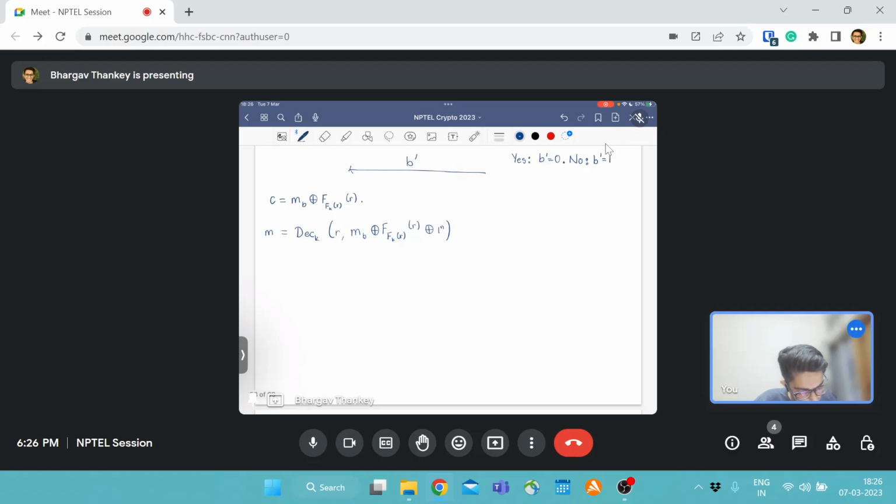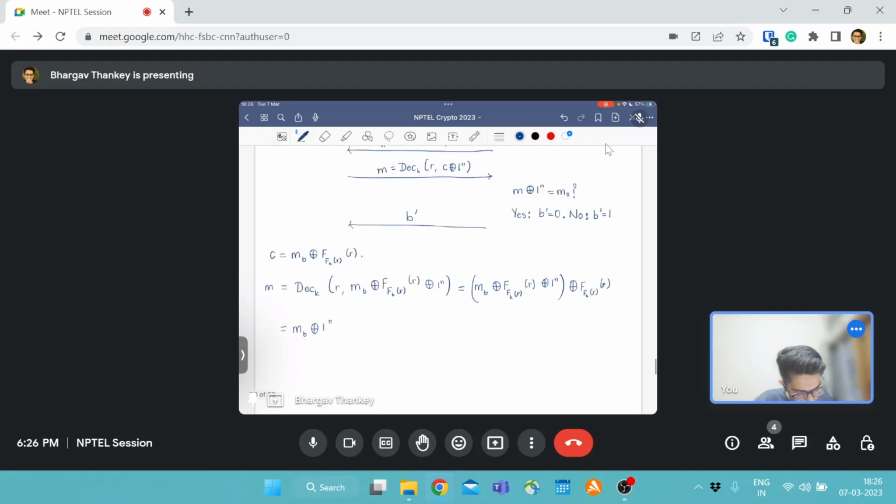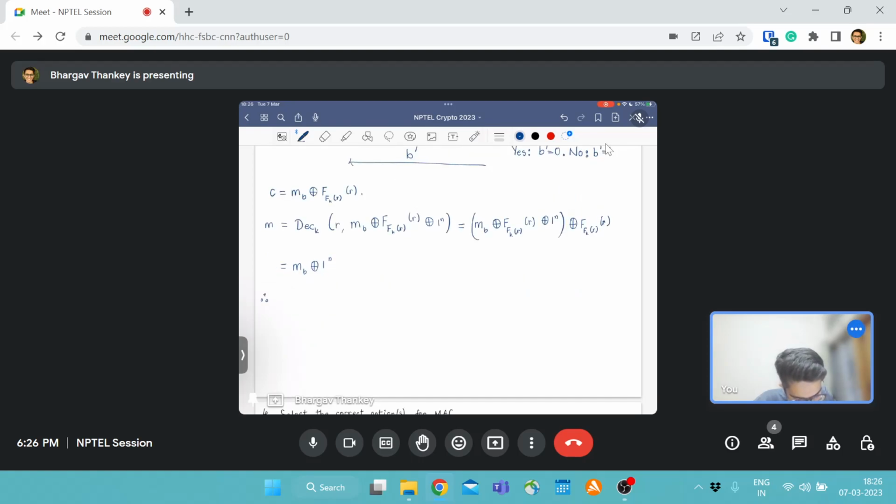By definition of this encryption scheme, this is just MB. So the entire message XORed with... and as we can see, the XOR of this with this is just 0. So we get that this is MB XORed with 1 to the n. So M is MB XORed with 1 to the n, and therefore M XORed with 1 to the n equals MB.